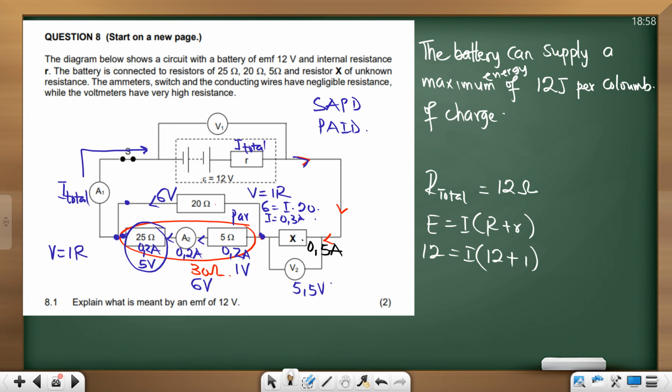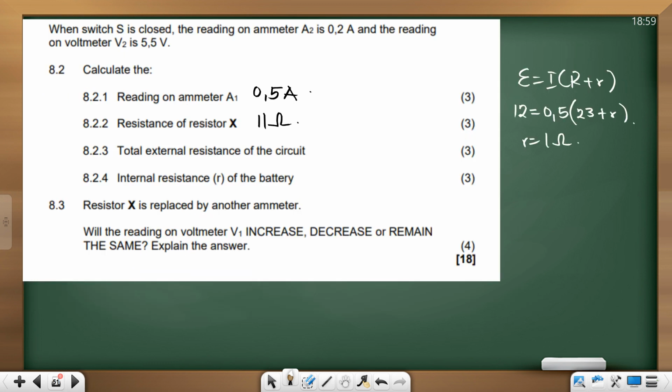What's your answer going to be? 12 over 13. Please check. What is 12 over 13? I equals 12 over 13, which is 0,92. Do you see that it has increased? So when total resistance decreases, total current will what? Increase. Good. All right.